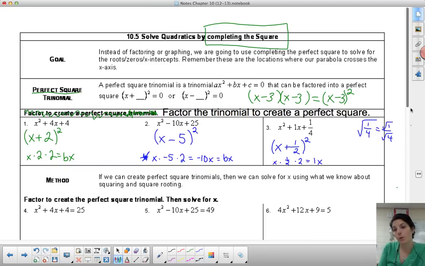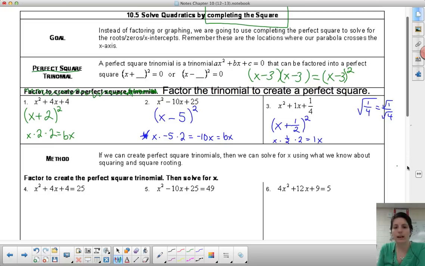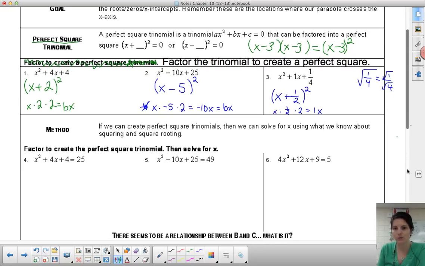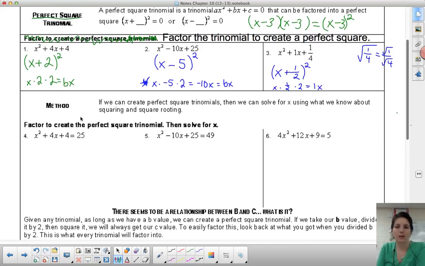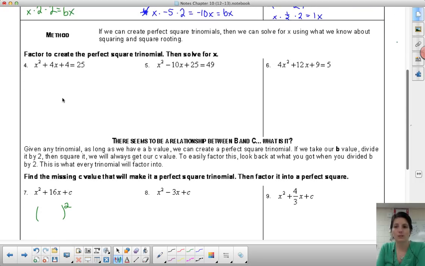Now, the cool part, and the reason that we went over all of that, is so that we could go ahead and use that along with solving by square roots, so that we can do these problems down below here. So, whoa, stop scrolling.